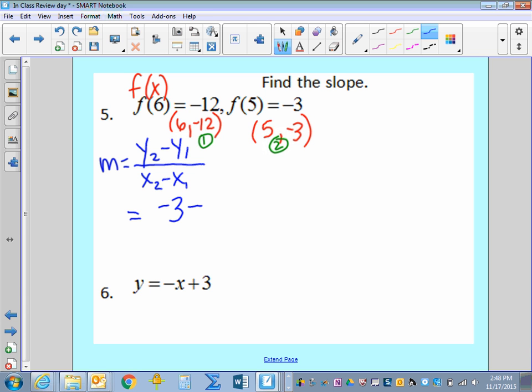I want to subtract my y's and subtract my x's. I start with my second point. So my y value here is negative 3 minus the y value here, which is negative 12. So I did y minus y. What does minus and negative turn into? Positive. Positive, plus a positive.